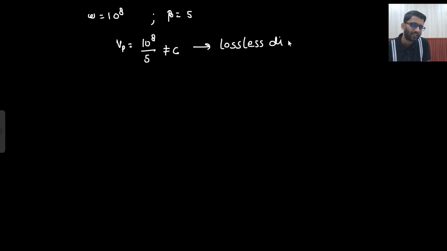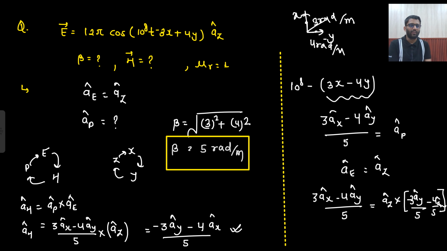So what is your VP here? VP is equal to omega by beta. So certainly it is not equal to C. If it is not equal to C, there is no way that it is free space. So which kind of medium is that? Lossless dielectric. Why lossless? Because there is no term of e to the power minus alpha z.